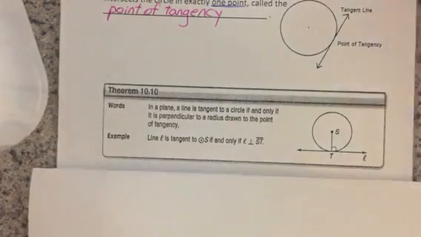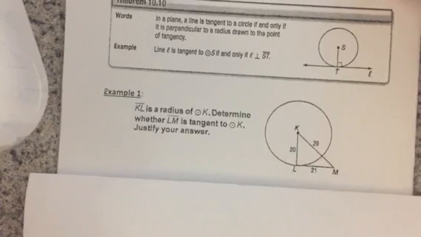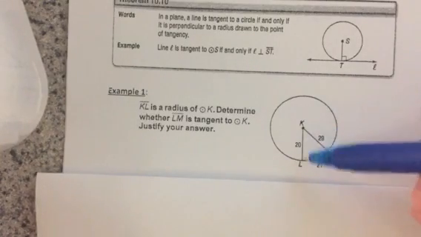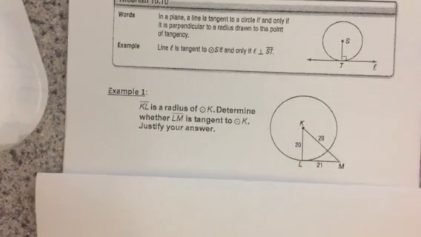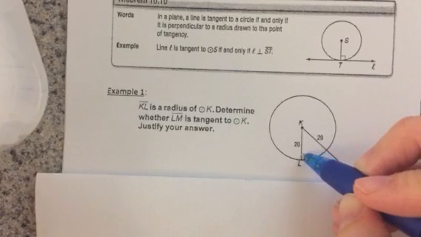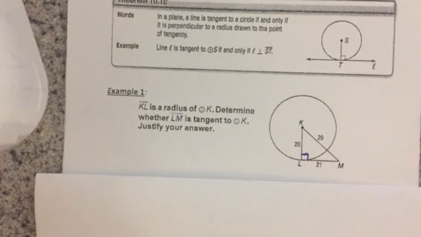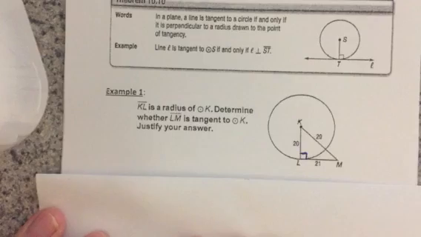All right, so we can use that theorem in examples like this, for instance. In this picture, KL is a radius of the circle, and it says determine whether LM is tangent to circle K. Justify your answer. So using our theorem, we would know for sure that this is tangent to the circle if we could show that this was a 90-degree angle, because that theorem says if it's tangent, it has to be perpendicular to the radius. So what could we do to show that that's a right angle? Well, one thing comes to mind, that's Pythagorean Theorem. I know that only works on right triangles, so let's test that out, see if it works.